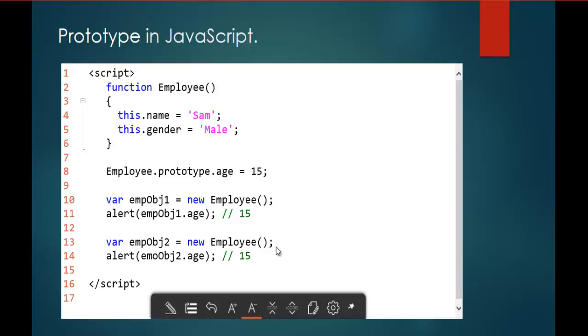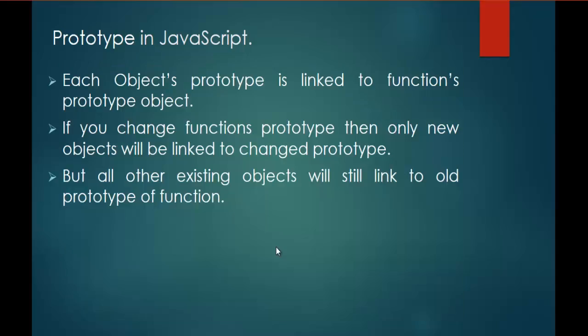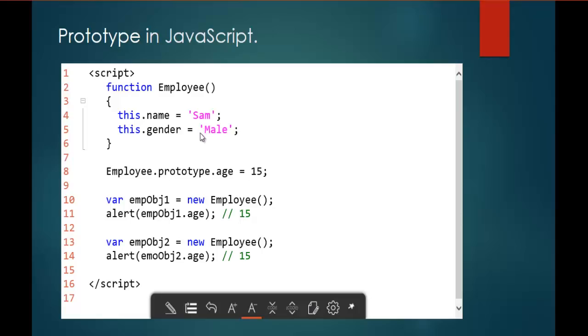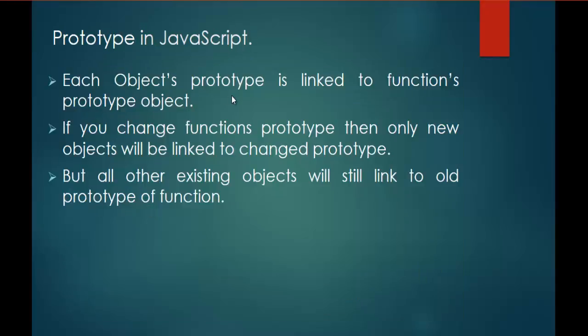This is what we learned in the last session, how to add a new property with the help of prototype. In this session, keep in mind each object's prototype is linked to a function's prototype object. As we learned in the last session, prototype will be present in the object as well as in the function. The function prototype is visible in employee and the object prototype is invisible. But each object's prototype is linked to a function's prototype. So if you change the function's prototype, then only new objects will be linked to the changed prototype.